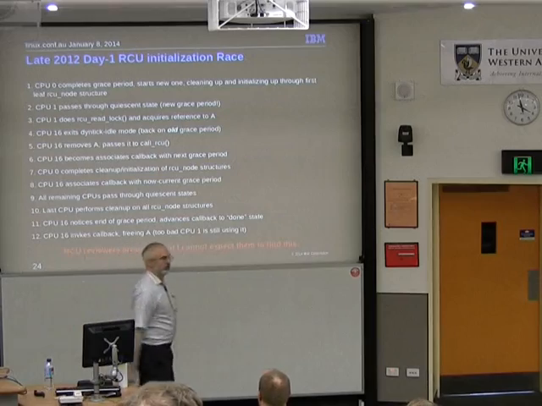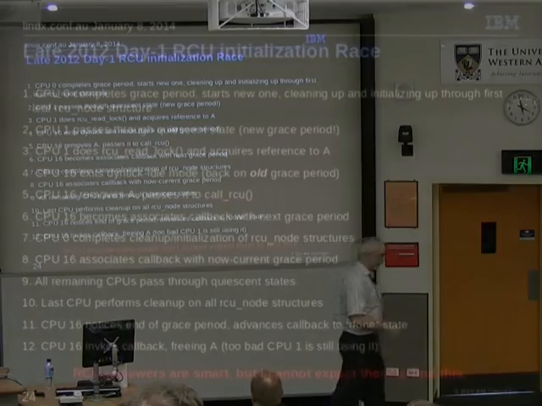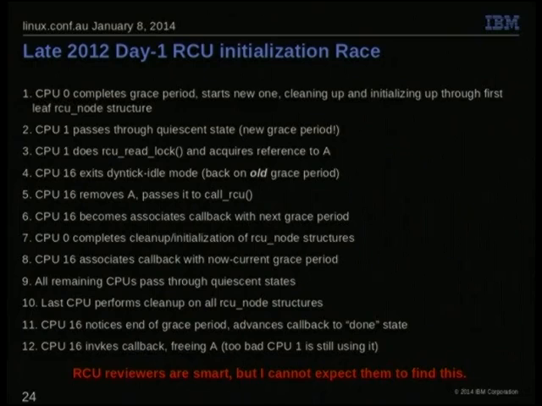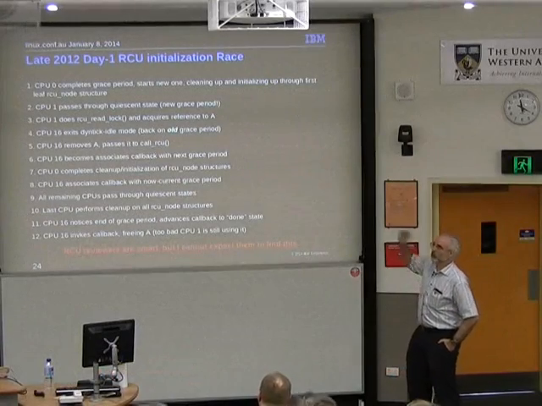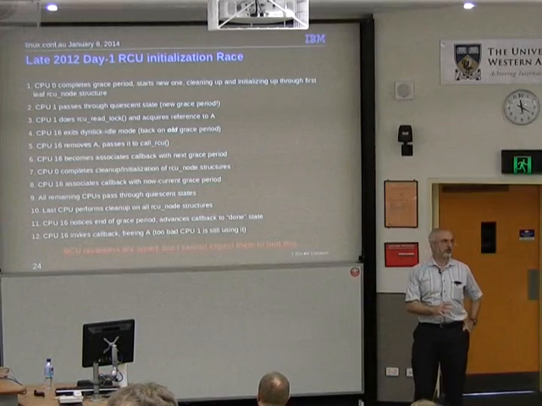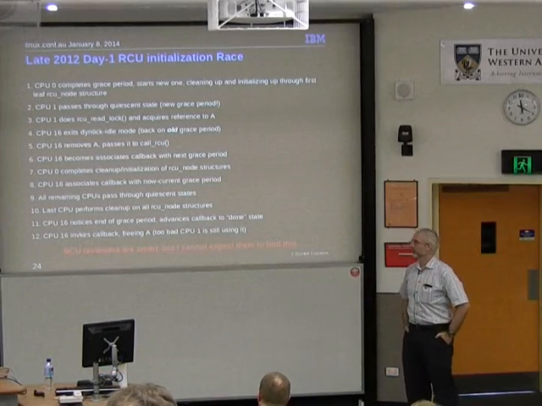This is an initialization race I found in late 2012. I'm not going to go through it in detail. The slides will be up so you can look at it if you want to and go look at the commits. The point I'll make is it takes 3 CPUs to make this happen, and not just any CPUs. At least 2 of them have to be in different sets of 16 CPUs. If you have 16 CPUs or less, this can't possibly happen. And you have to have 3 or 4 fairly rare things happen at the same time, just wrong, to make this happen.